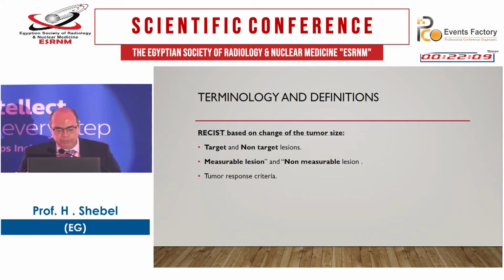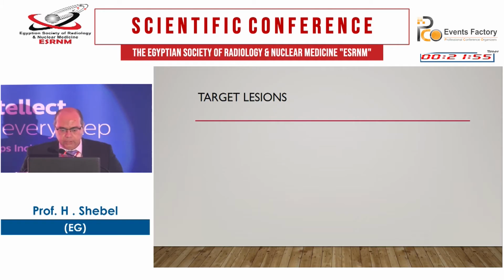As I have mentioned before, there are new definitions and new terminology we will discuss in detail. They are target lesions and non-target lesions, measurable lesions and non-measurable lesions. So what are the target lesions? A target lesion means any lesion with a longest diameter of 10 millimeters or more. This could be selected as a target lesion.